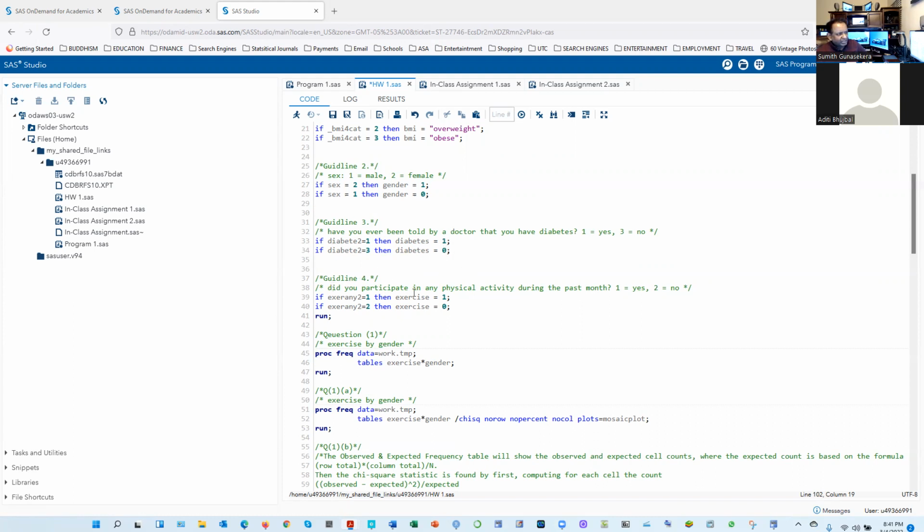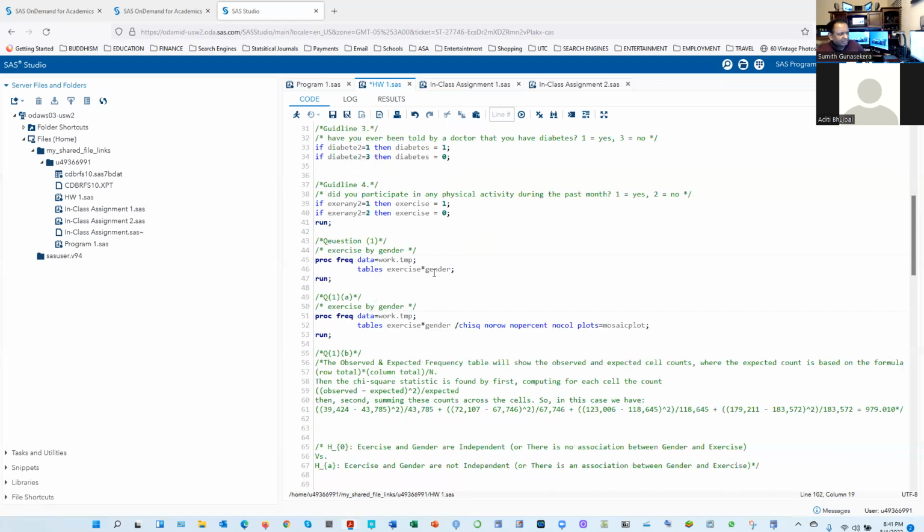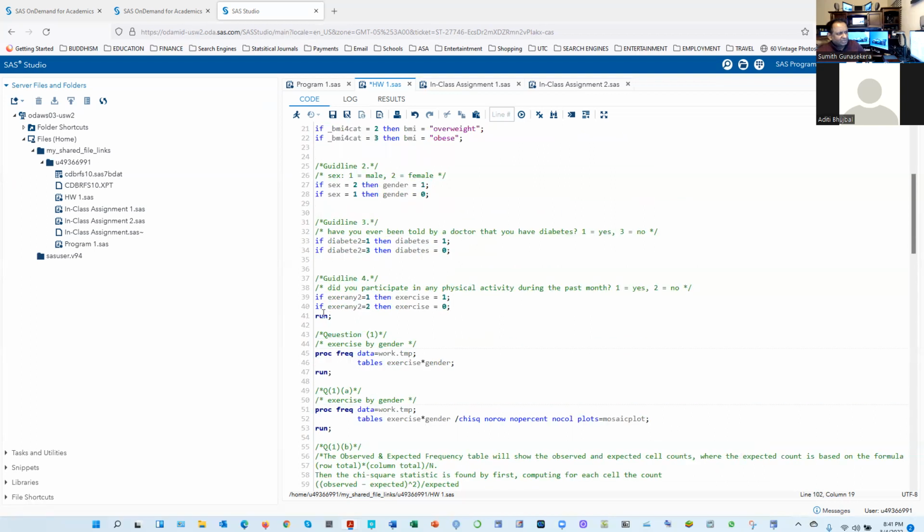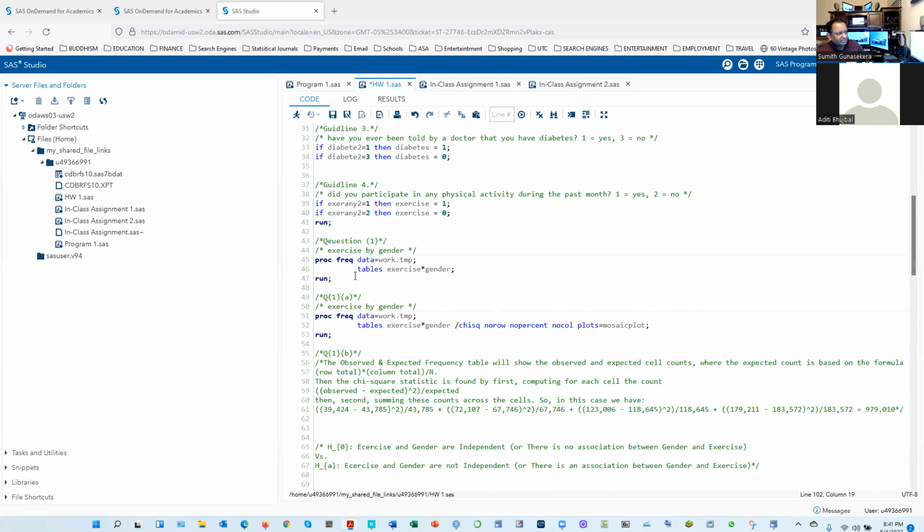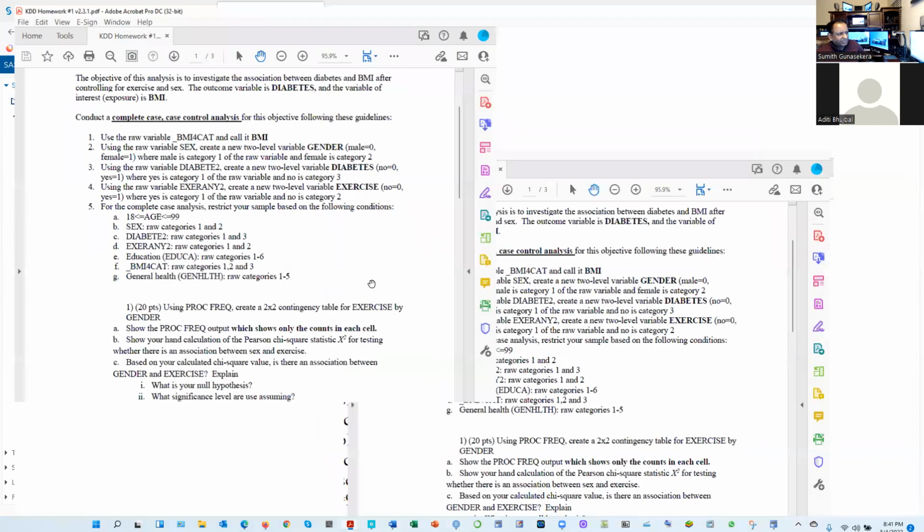Guideline 4. Did you participate in any physical activity? You should have a practice of writing some comments over there, because when you look at it later on, you're not going to have a clear idea what you were doing. So whether you have done the exercises, see, 1 and 0, like that. The question number 1, exercise by gender. So that's the one that we are trying to build up over here.